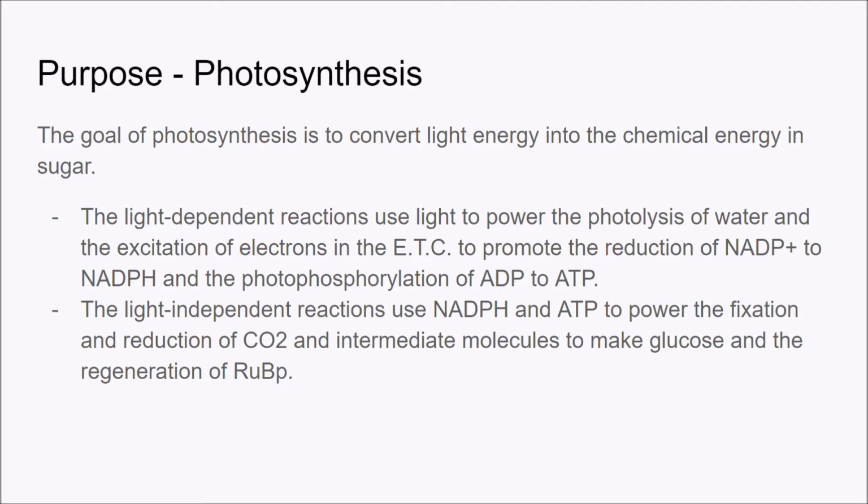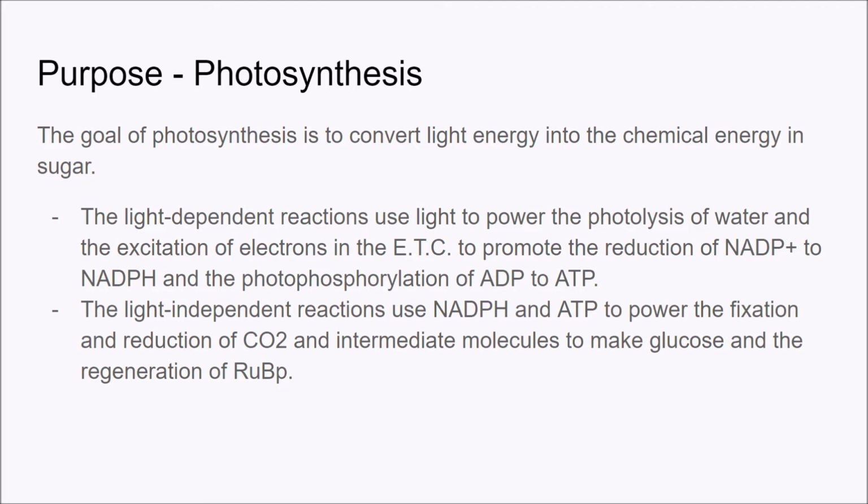We know that photosynthesis is split into two main reactions. There's the light-dependent reaction, which is only called that because it uses the light to split water into hydrogen ions, electrons, and oxygen. The oxygen goes away, and the hydrogen ions are used in chemiosmosis to phosphorylate ADP into ATP.